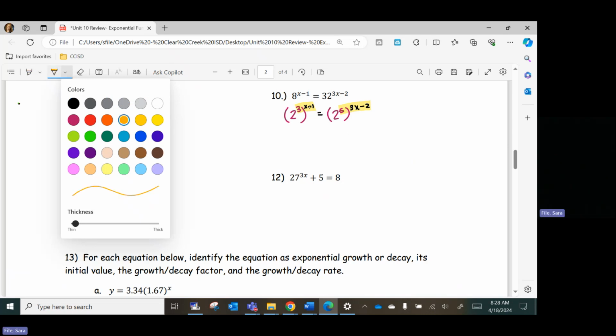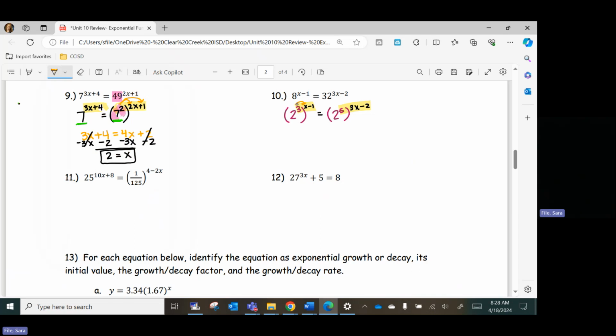But remember, a power to a power, I need to distribute that because those get multiplied. So here that would be 3x minus 3. Here that would be 15x minus 10. Now again, I want to get x's to one side, constants to the other. So I'm going to move the 3x by subtraction. So then I'm going to move that 10 over to the left by addition.